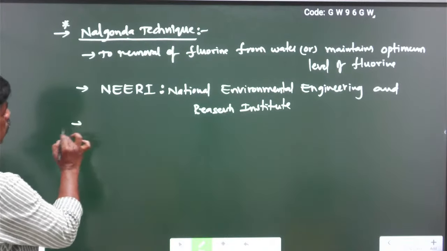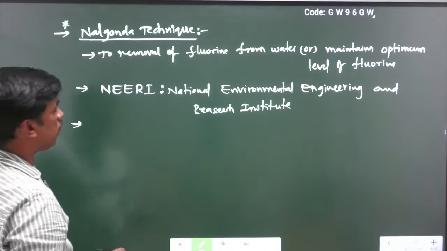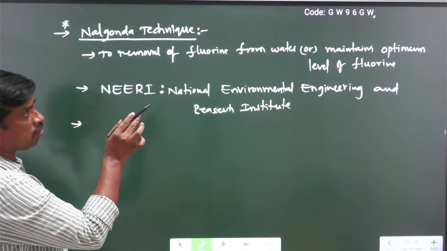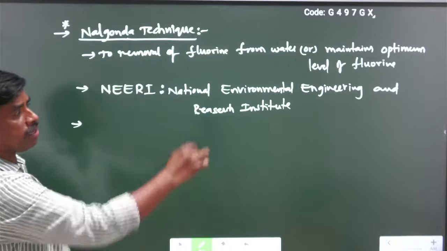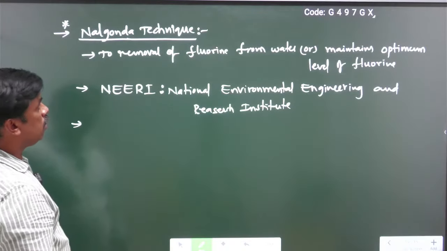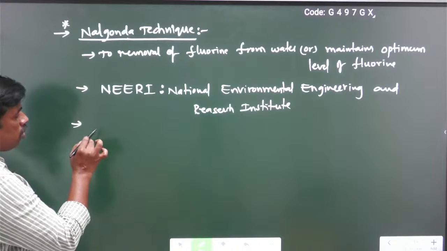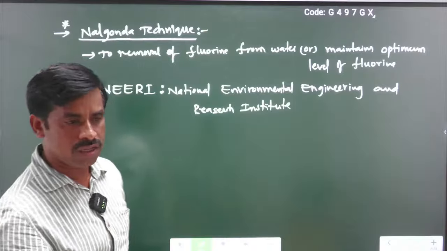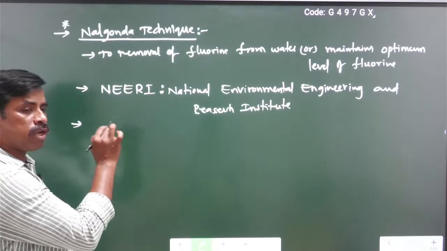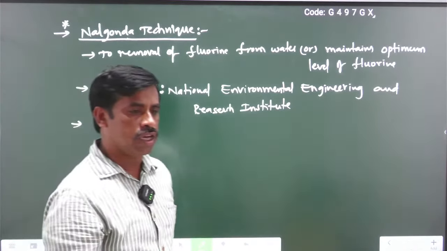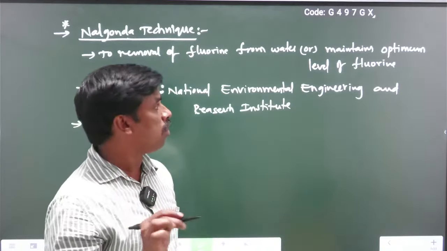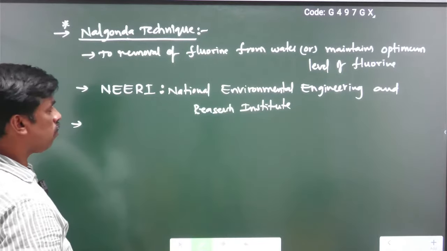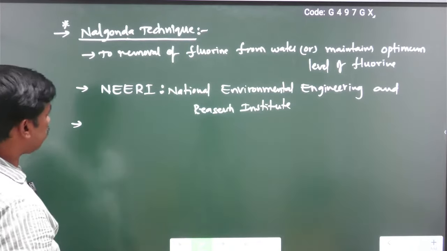Here in the Nalgonda technique, what is the main aim? To remove fluoride from water, or to maintain the optimum level of fluorine. The process of removing fluorine from water is said to be defluoridation. What chemicals are going to be mixed?